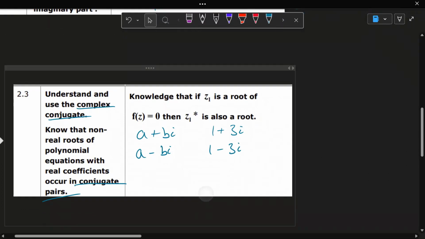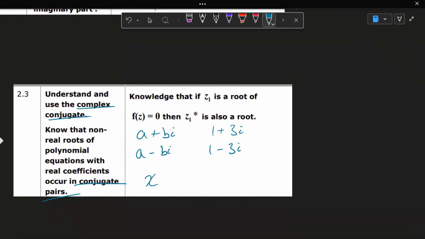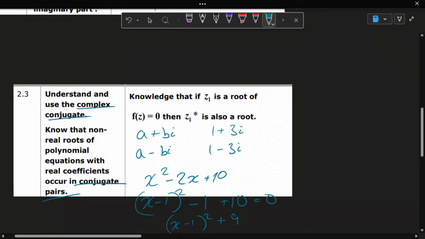We can prove why this happens by just completing the square. If we use the example from before, your quadratic for the complex roots was x squared minus 2x plus 10. Complete the square on this, and get x minus 1 squared minus 1 plus 10 equals 0. So 9 equals 0, so you have x minus 1 all squared equals minus 9. When you root that, you get x minus 1 equals root minus 9.